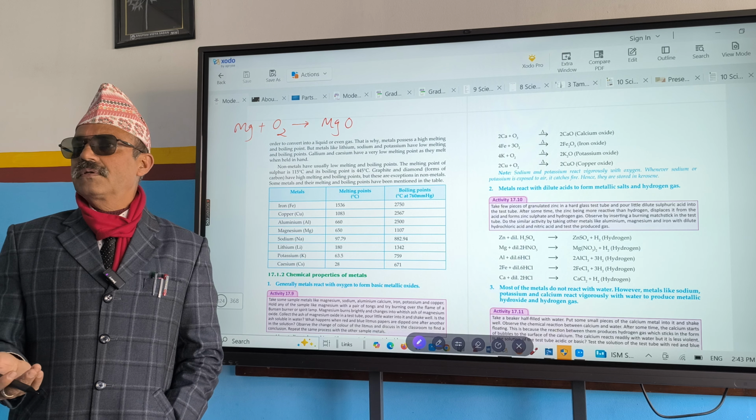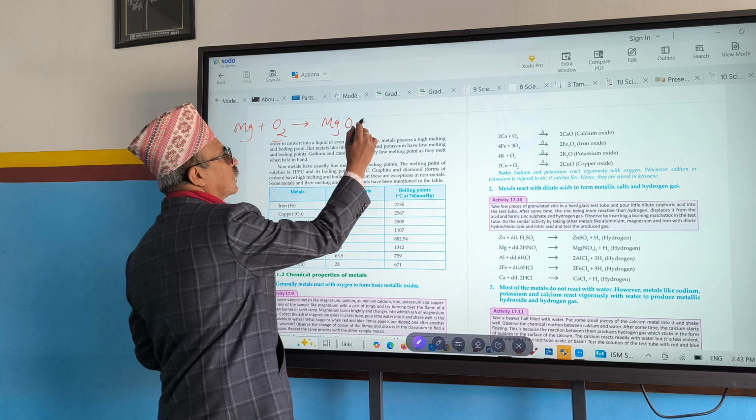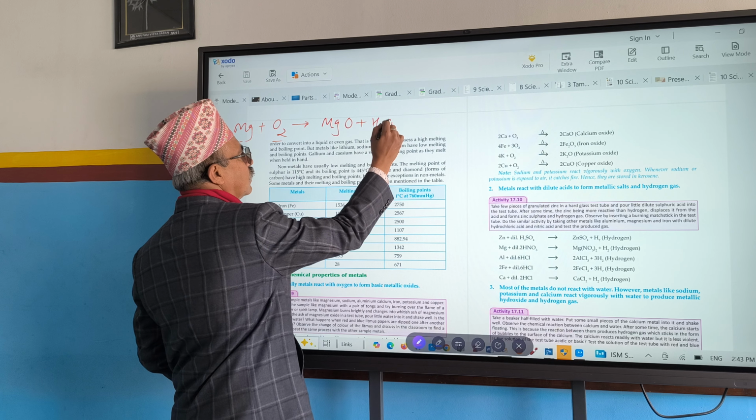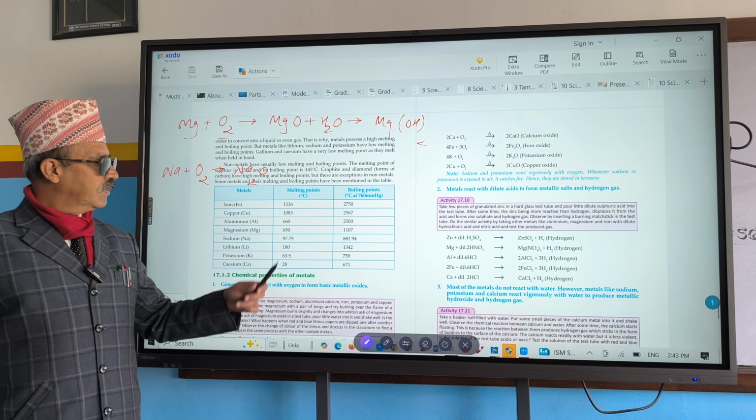Just focus on it. Metals react with oxygen and form oxides, but they are basic oxides. Basic oxide means those oxides react with water and form a base. Like sodium reacts with oxygen and forms Na2O. So this is the first chemical property of metals. Metals react with oxygen and form basic metallic oxides.